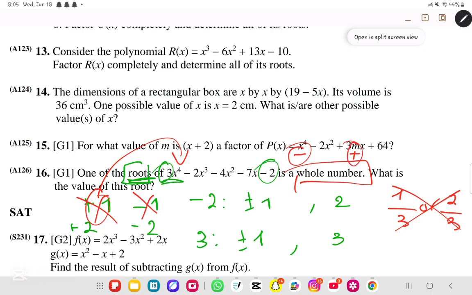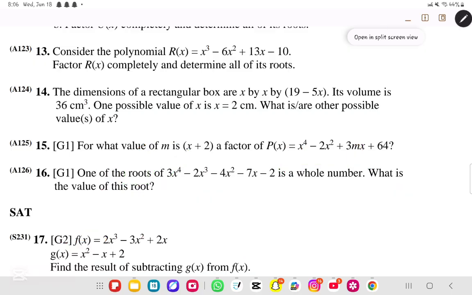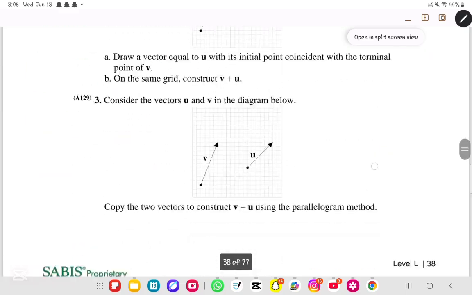What will happen if you substitute 2? If you substitute 2, you will get 0. So 2 is a root because we will get 0. But if you put minus 2, we will get an answer of 60, so definitely it's not a root. That means the value of this root is plus 2.